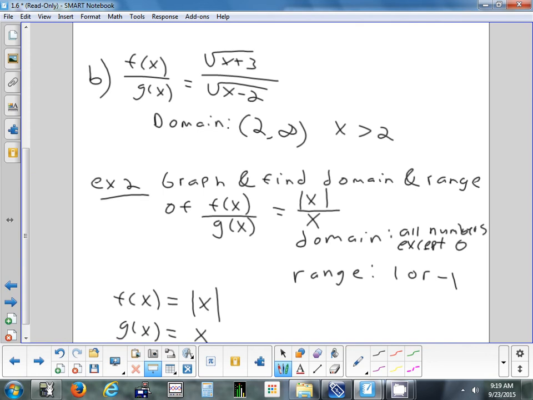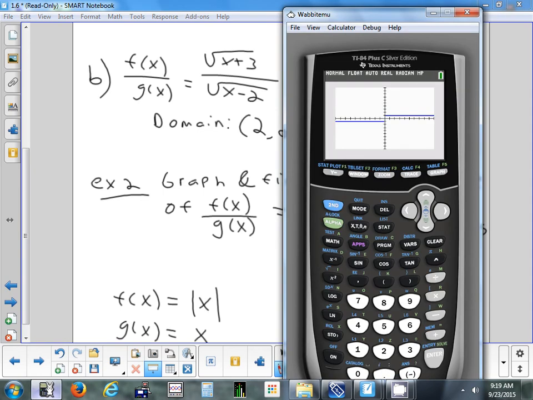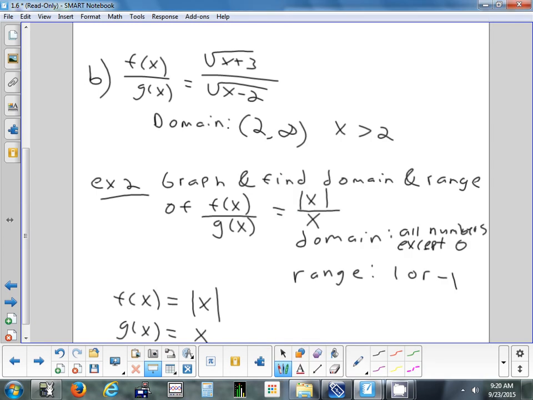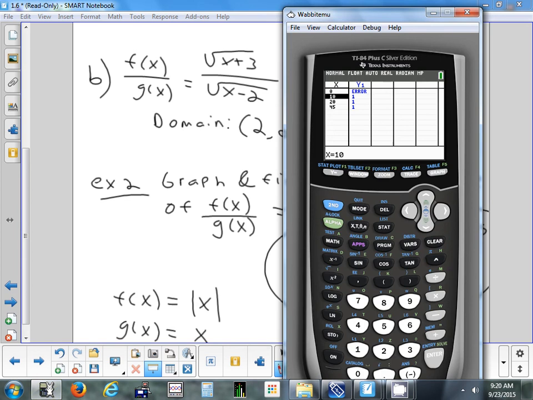Okay, and on the calculator, you could try 0 and see what happens. Go to your table, type in 0. It says error because you can't divide by 0. But you can divide by anything else you want. Okay, any question on the domain and range there? So the picture can be really helpful. Right, so if you need to, make sure you always graph it, take a look at it.